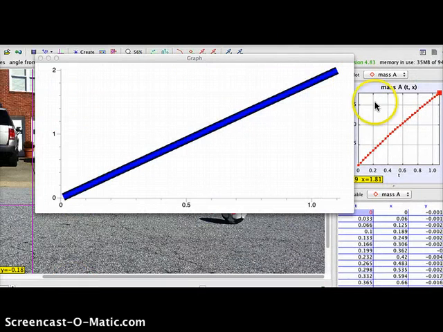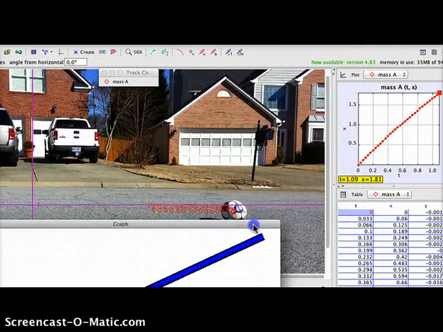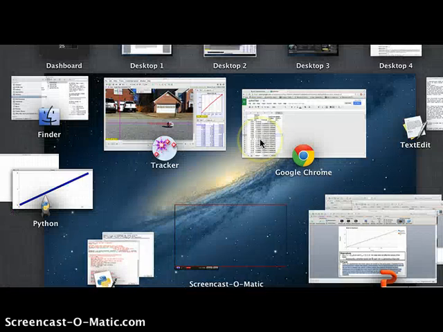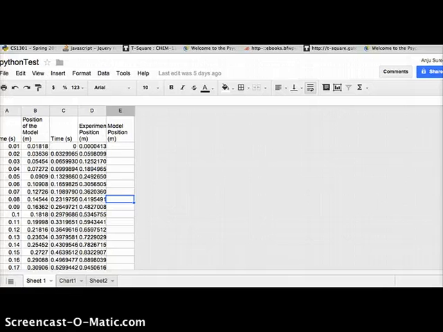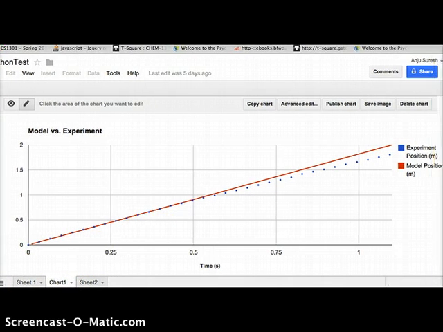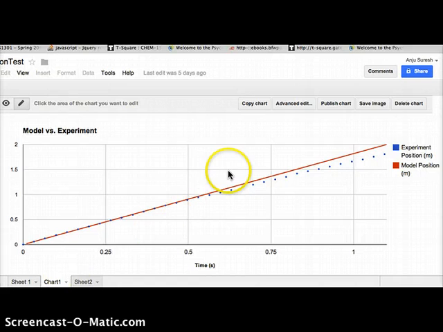Okay, so now that we have our two plots, one created by the computational model using VIDLe and the other created using Tracker, we can now put the two graphs side by side and see how they compare. I compared these two graphs by plotting the data points using Google Spreadsheets and then putting them onto one graph. As we can see here, the red line denotes the position versus time of the computational model, and the blue dots represent that of the actual video.